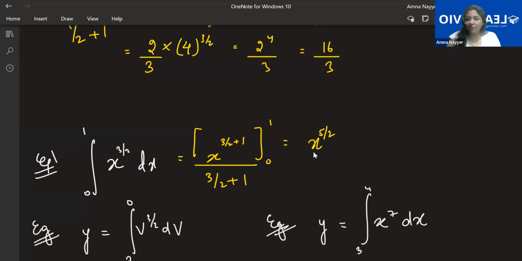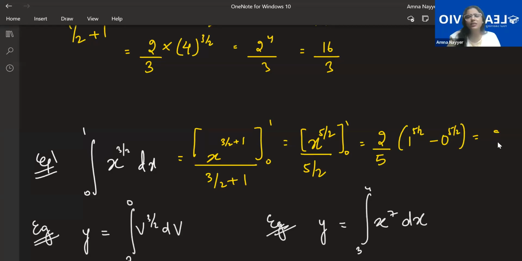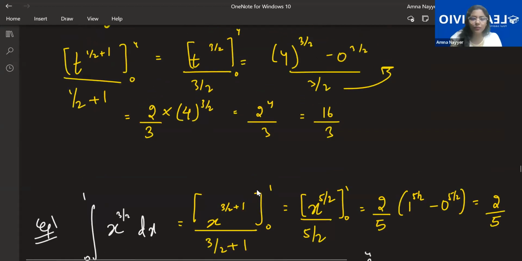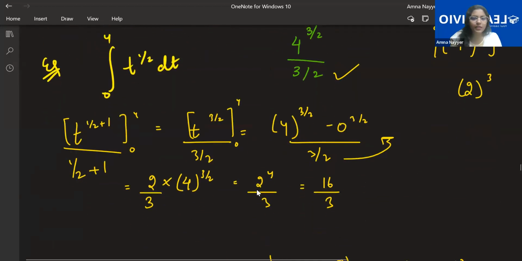X to the power 5 by 2 divided by 5 by 2 from 0 to 1. Now, see, I can write this as 2 by 5 times 1 to the power 5 by 2 minus 0 to the power 5 by 2, which is nothing but 2 by 5. So this is how you have to deal with fractions. These two parts you will tell me, that will give you a thorough explanation.